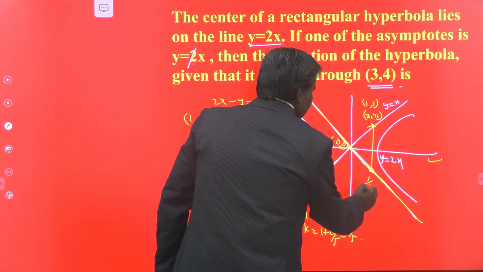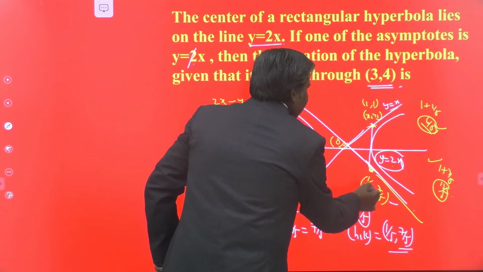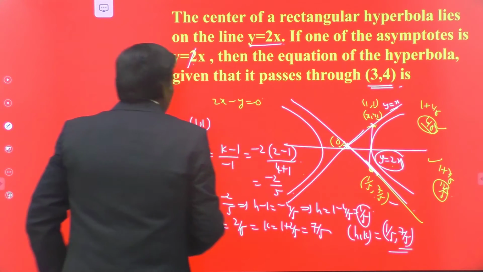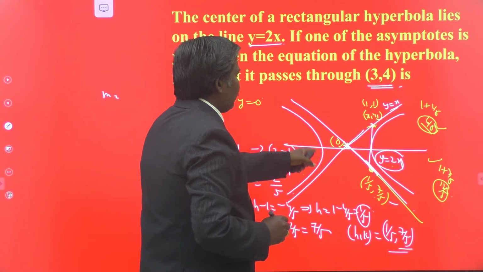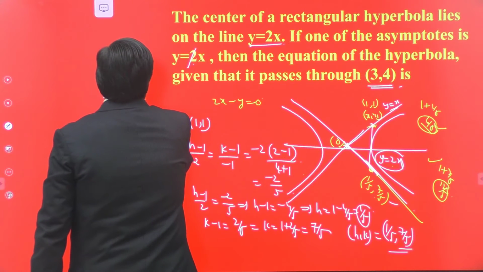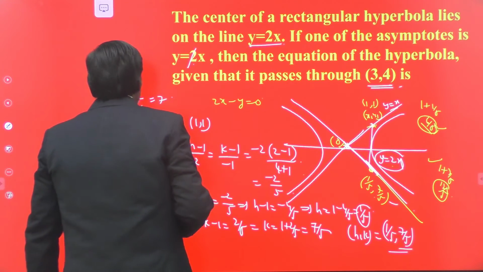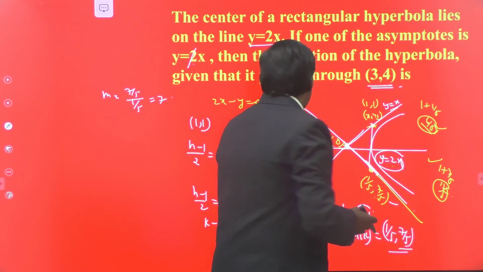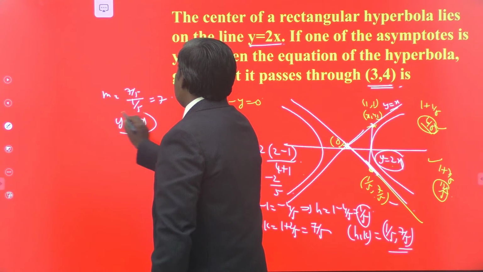Is it clear? With the help of this point 1 by 5 comma 7 by 5 and 0, 0, you can write the equation. What is the slope here? m is equal to (7 by 5 minus 0) by (1 by 5 minus 0), that is 7 by 5 by 1 by 5, you have 7. So the slope of this line is 7. Once you have the slope and point, your equation is y is equal to 7x.